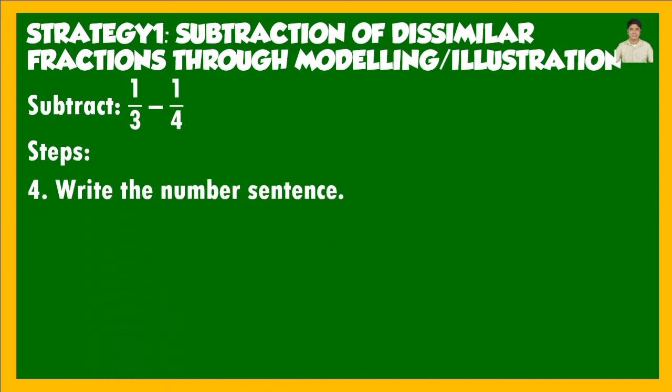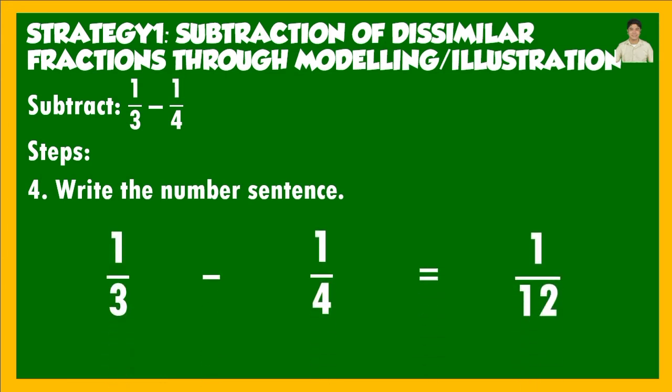Final step, write the number sentence. Ayan. 1/3 minus 1/4 is equal to 1/12. So, yung 1/3 po natin, ito po yung 4/12 kanina. Minus yung 1/4, 3/12. So, 4 minus 3, that is equal to 1/12. Kaya po, yung final answer po natin is 1/12.